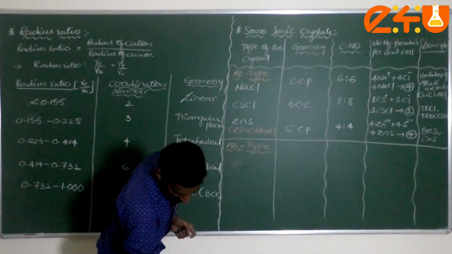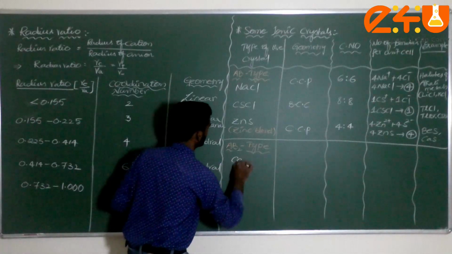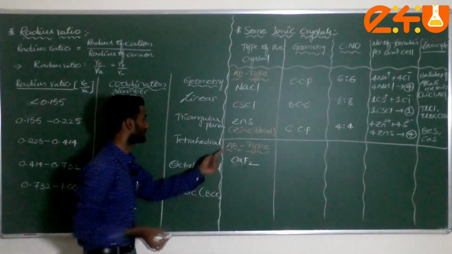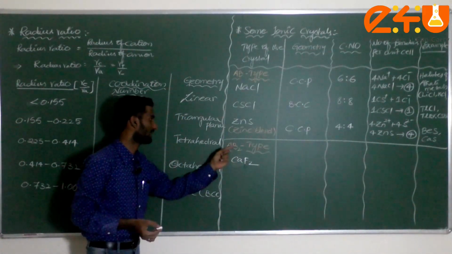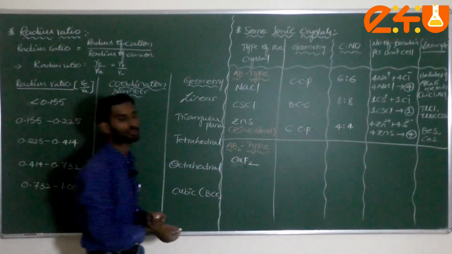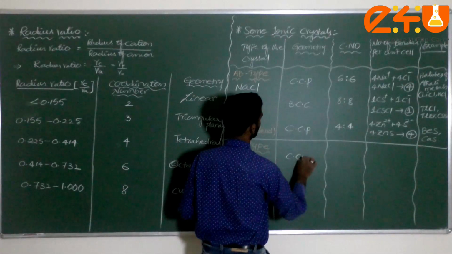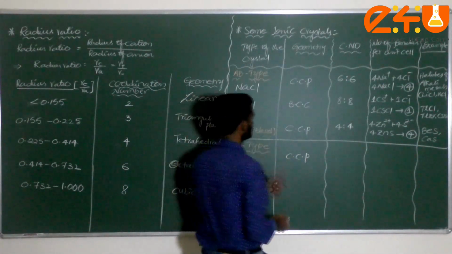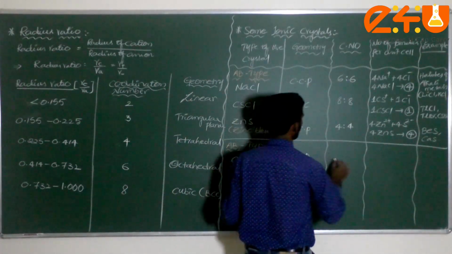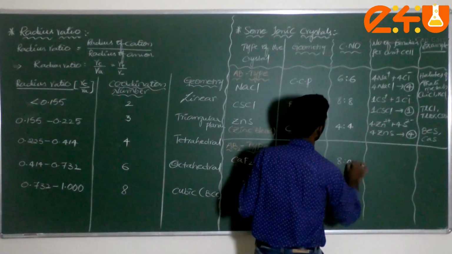Generally, dear student, consider CaF2. Calcium comes under AB2 type, that is called F2. Next, the geometry also comes under the same CCP. Then the ratio is 8:4.